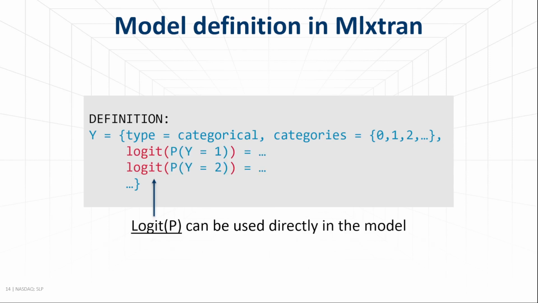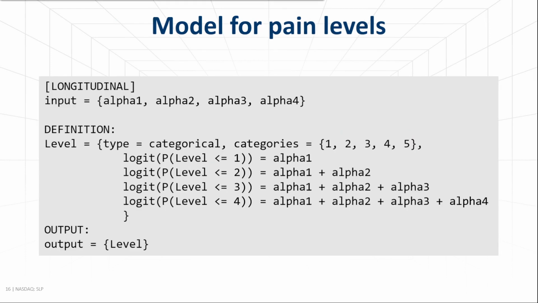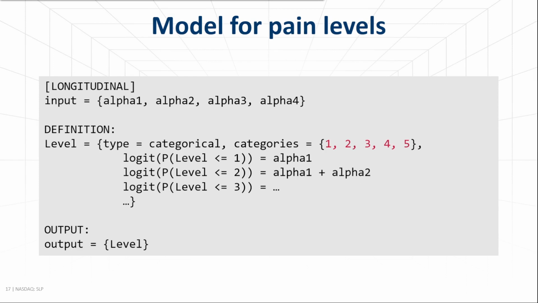You can write the model directly with the logit function. It has values from minus to plus infinity, so it is more convenient from the point of view of estimation of model parameters. Finally, for ordered categories, you can use cumulative probabilities in the definition. Now let's go back to our example. Pain levels are ordinal categorical data, so the model describes cumulative probabilities. And also I use here the logit function.